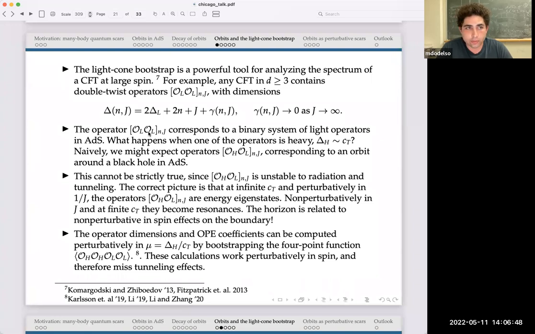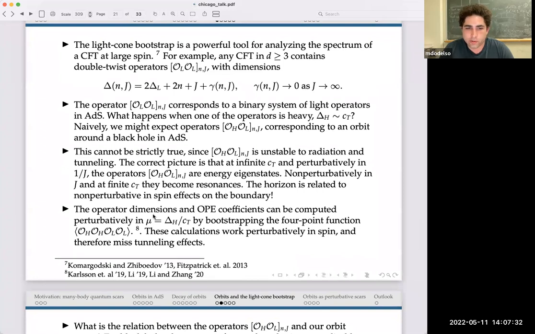Away from this limit, they become resonances with a very long decay time. So another way to say this is, if we work at infinite CT, then the only decay effect is tunneling, and we saw that that was non-perturbative in spin. So in order to probe the horizon of the black hole in the boundary CFT, we need to look at non-perturbative in spin effects in these operators.